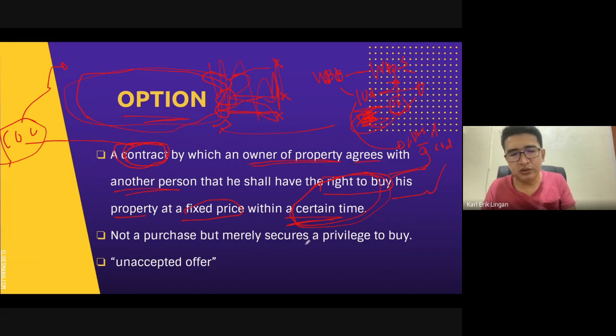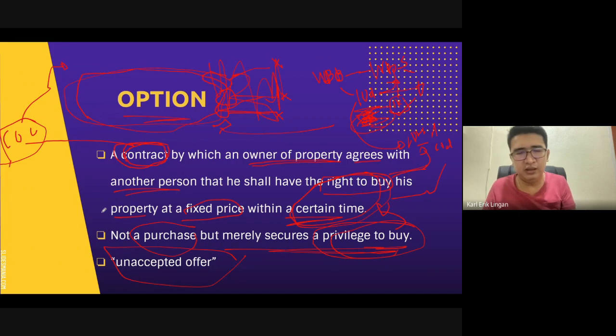Okay? An option contract is not a purchase, but merely secures a privilege to buy. Meaning, ito lang yung right mo to buy within a certain time. Privilege lang. Option contract is also called an accepted offer. Okay? Ayan siya. So, under the option contract, this is a separate contract. Option is separate from the contract of sale. Iba siya. Magkaiba sila na contract. Okay?